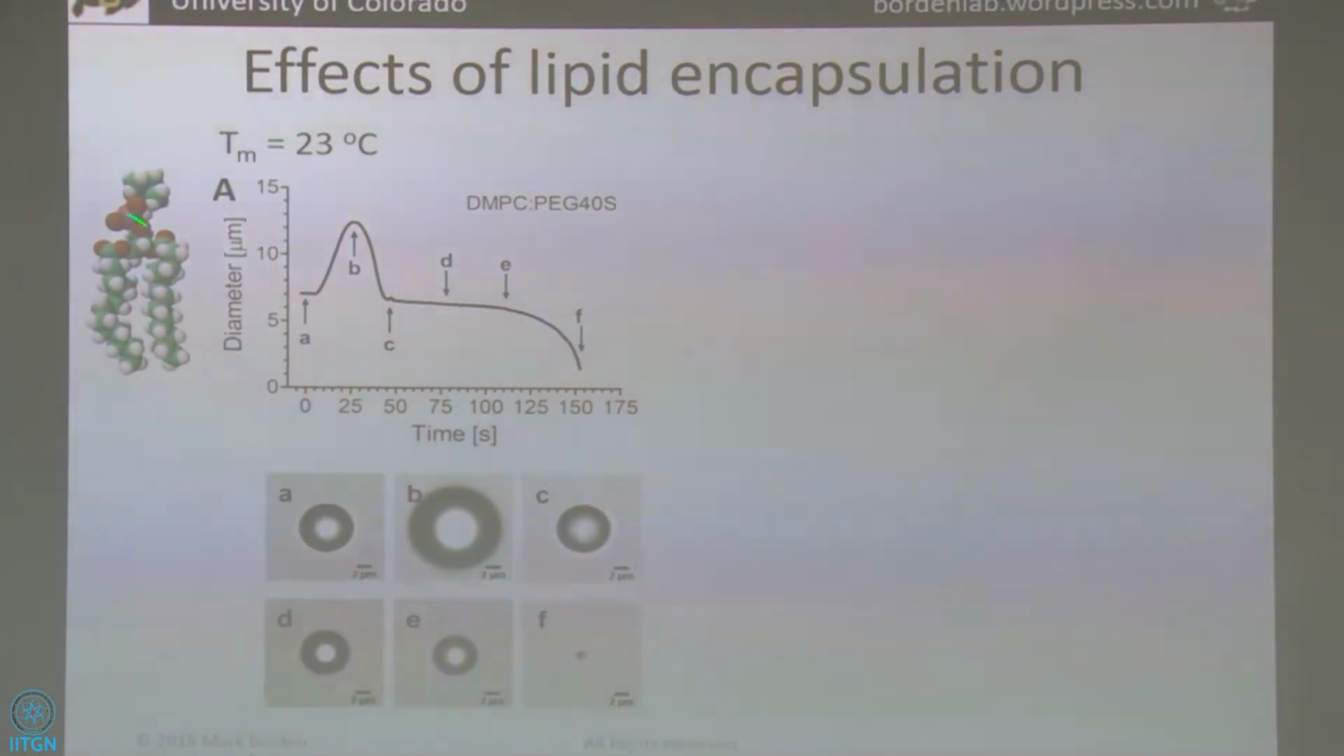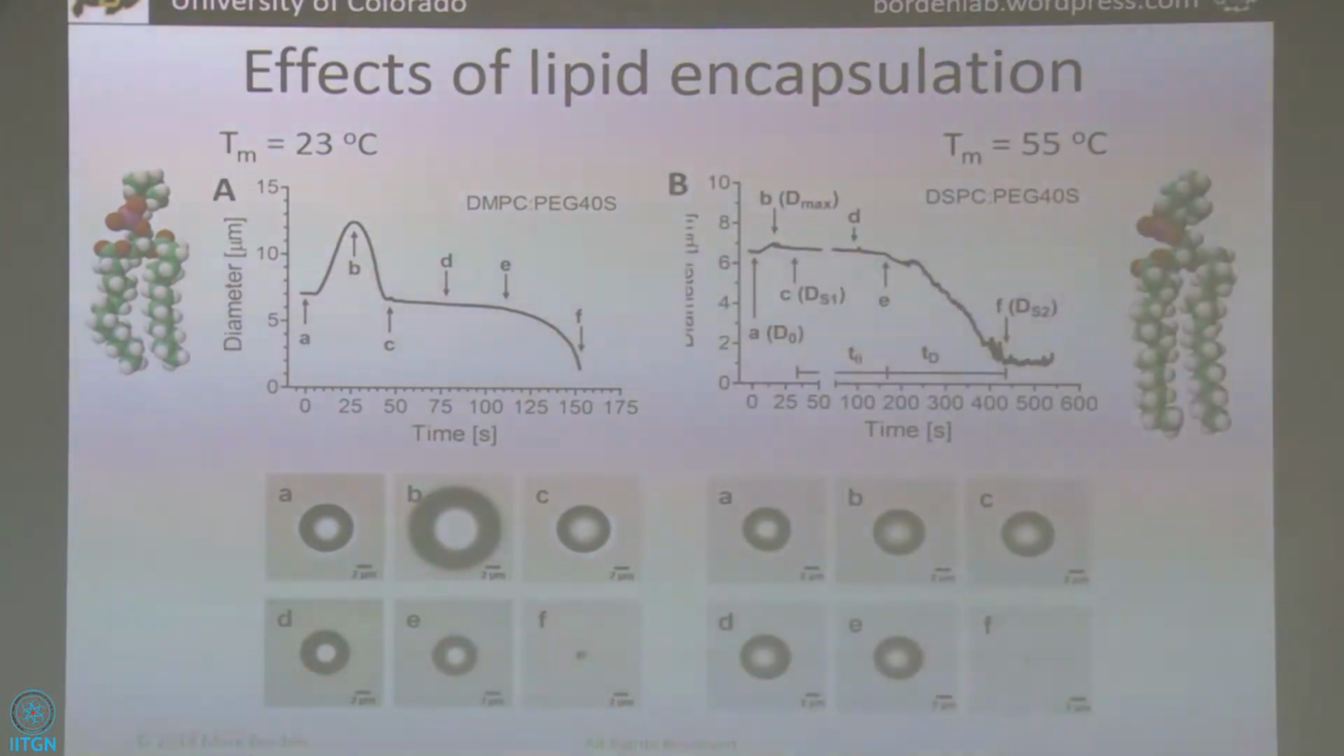We also tried DSPC, so you can get a sense of the comparison of the molecules. It's 18 versus 14 carbon chain length. Instead of this big growth regime, you see a small growth regime, and again it stabilizes at a diameter close to the initial diameter, but it's stable for a much longer period of time. This is on the order of 150 seconds, while this is stable out to 500. Then it starts to shrink again, and then it restabilizes.